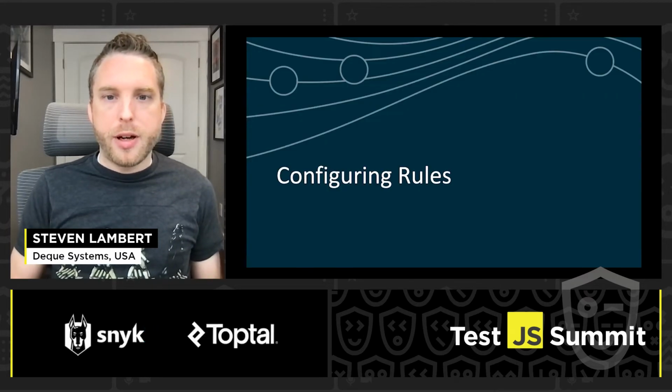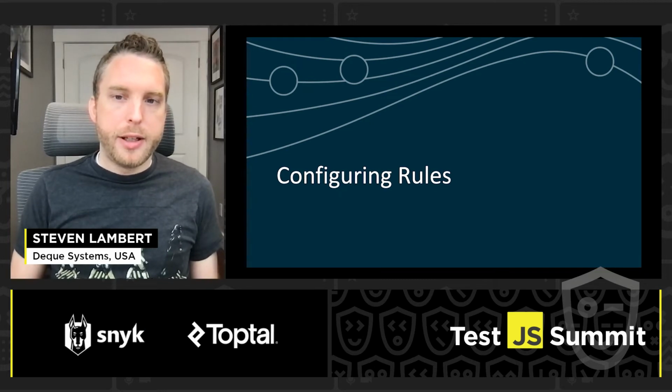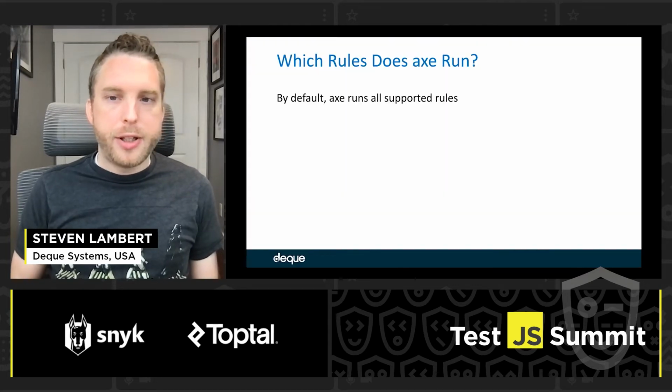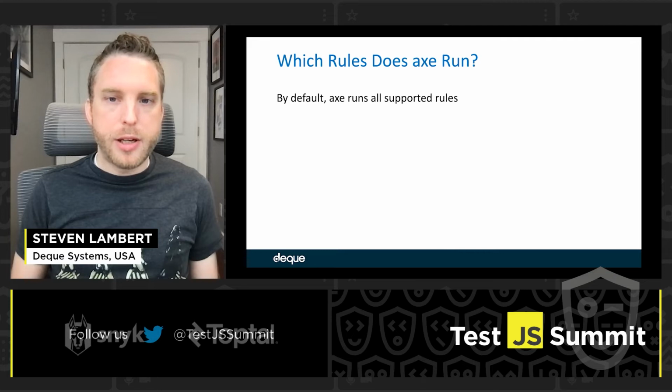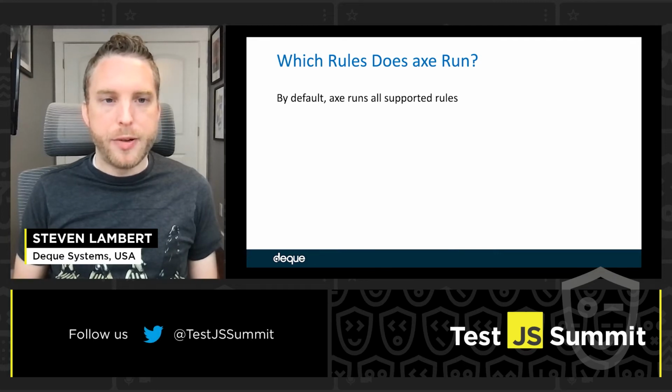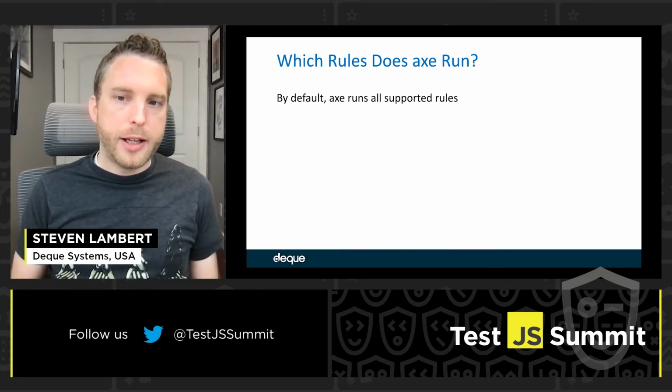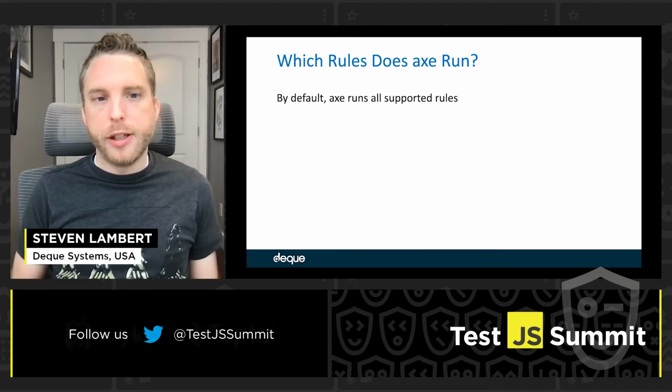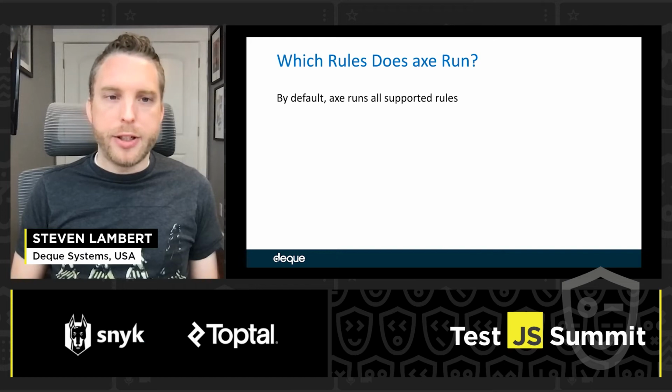Now that we know what Axe is and how to use it, I want to talk about how to configure which rules Axe runs. As I mentioned, Axe runs a set of rules to determine the accessibility problems on a page. By default, Axe will run all supported rules. Which rules are supported depends on which integration you are using.